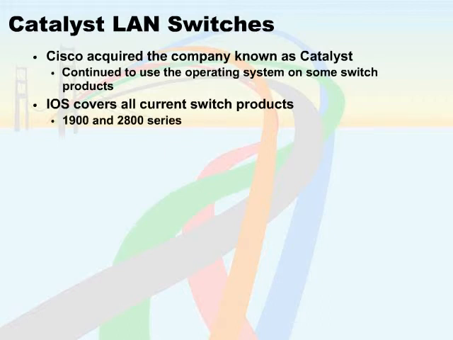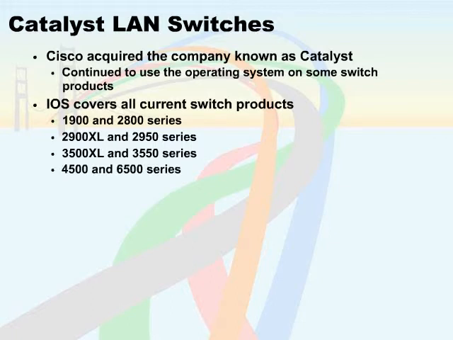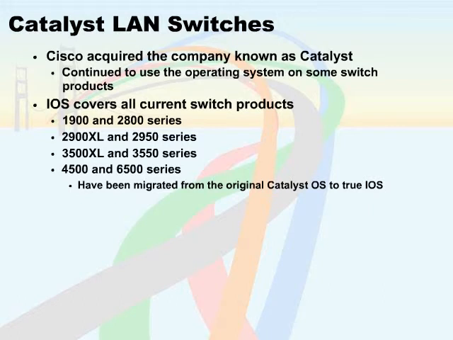These include the 1900 and 2800 series, the 2900 XL, and the 2950 series, both of which are still being sold, and the 3500 XL and the 3550, which are current products. We also see that the 4500 and 6500 switches have actually been migrated from the original Catalyst operating system now to true IOS. Switches that are running IOS are configured in the same way as your Cisco router.